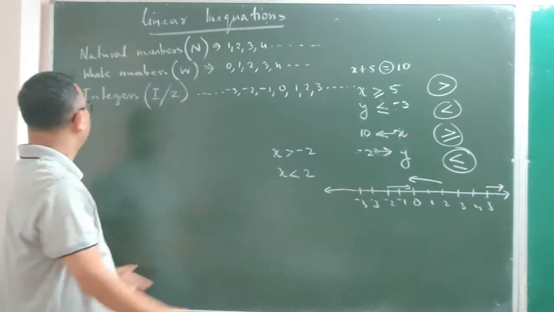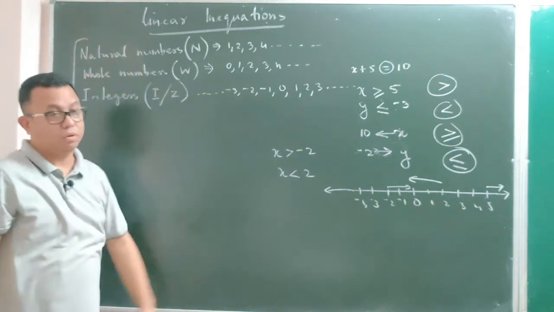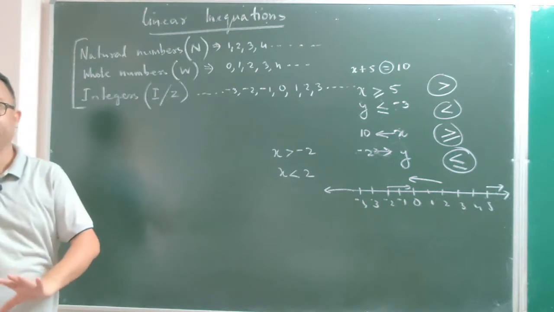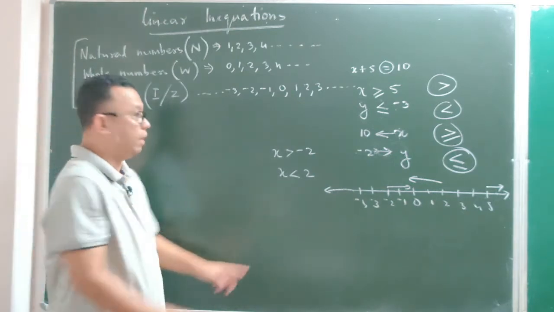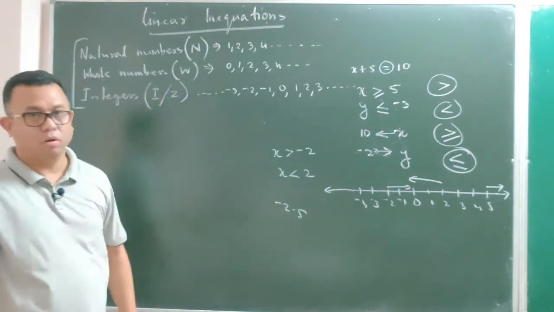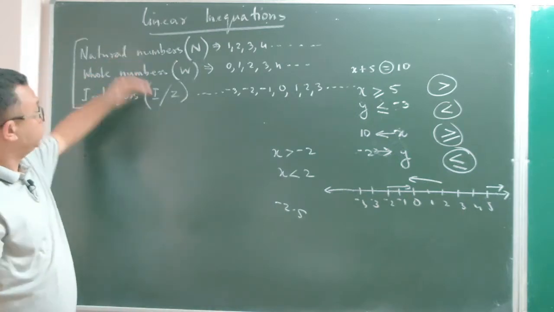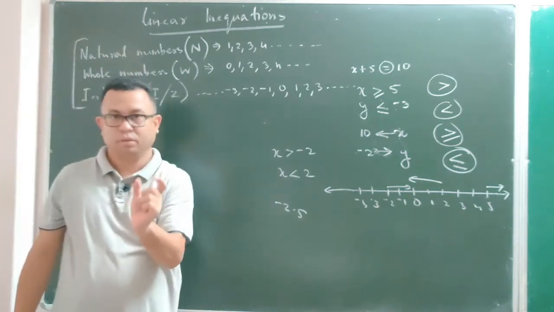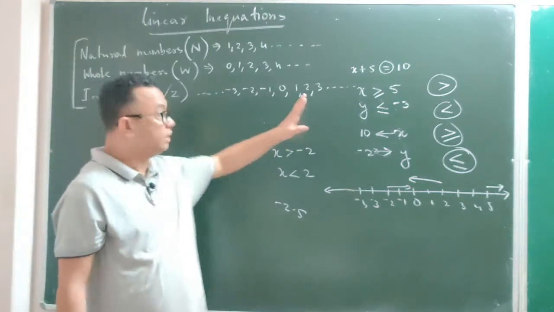But one very important thing that you have to note is that these three, natural number, whole number, integers, will not have any decimals and fractions. So if I say minus 2.5, it cannot be an integer, cannot be a whole number, cannot be a natural number, because decimals cannot be these three. So these three are only proper numbers without decimals and fractions. You can see now the difference.